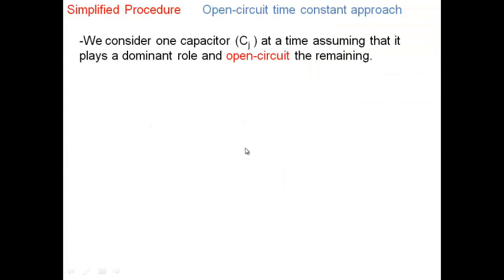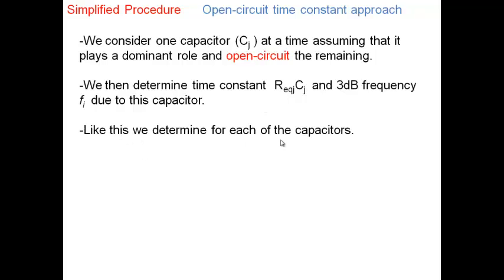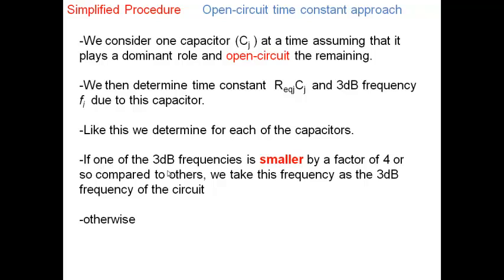So the open circuit time constant approach is for the upper cutoff frequency. You take one capacitor at a time, assuming it plays a dominant role, and open circuit the remaining ones. Determine the time constant due to that capacitor, and do it for each of the capacitors. If one of the 3 dB frequencies is smaller by a factor of 4 or so compared to the others, we take that as the upper cutoff frequency of the circuit. Otherwise, we approximate the upper cutoff frequency by 1 over 2 pi times the sum of R equivalent times Cj. We sum up all the time constants and calculate the upper cutoff frequency.